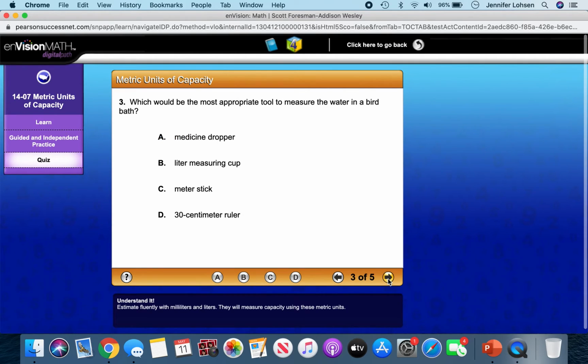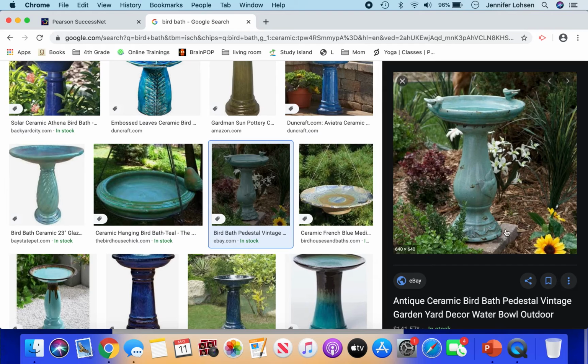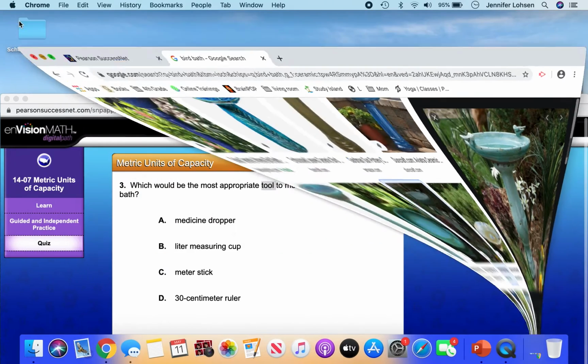Let's look at number 3. It says, which would be the most appropriate tool to measure the water in a bird bath? So now you guys saw what I had up for you just a minute ago. If you don't know what a bird bath looks like, I want you guys to look over here at this one. I want you to forget about all these over here. I want you to look at this one because you can kind of visualize how large it is. So if I was standing next to this, it would probably come up to about my hip in height, and it has this nice big drum here that there is water that birds can go in and splash around and get a nice bath going, okay?